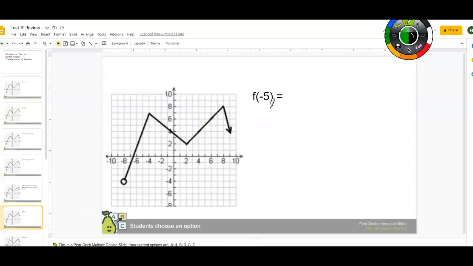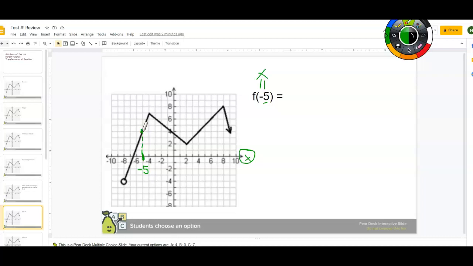F parenthesis -5 equals what? It means when x equals -5, y equals what? So on x-axis, look for the number -5. It is here. Between -4 and -6 is where -5 is. Okay? And then you find this number -5 and mark it. Then extending your mark to touch the graph.